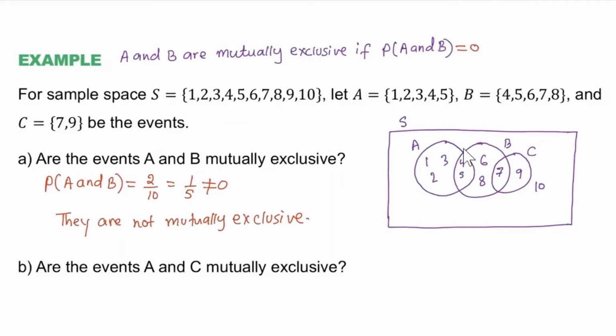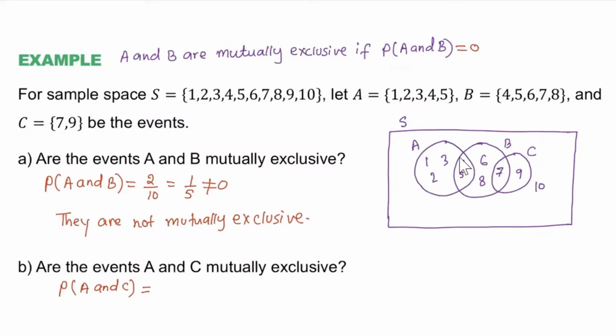No. Okay, great. Now let's look at the second part. In the second part, we have to check are A and C mutually exclusive. So we have to find the probability of A and C. So between A and C, here is A, here is C. Is there anything common between A and C?